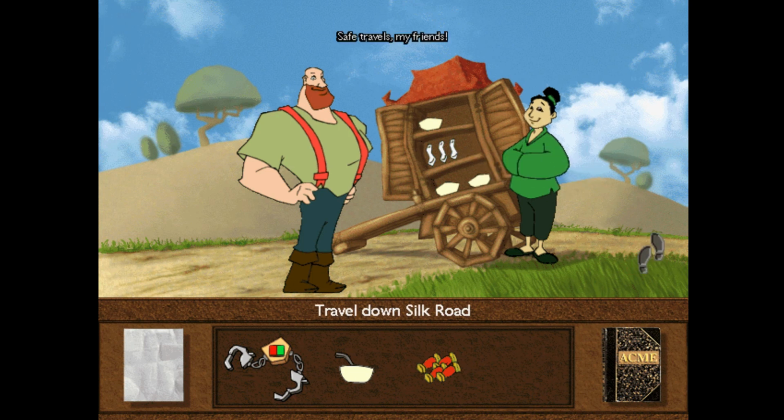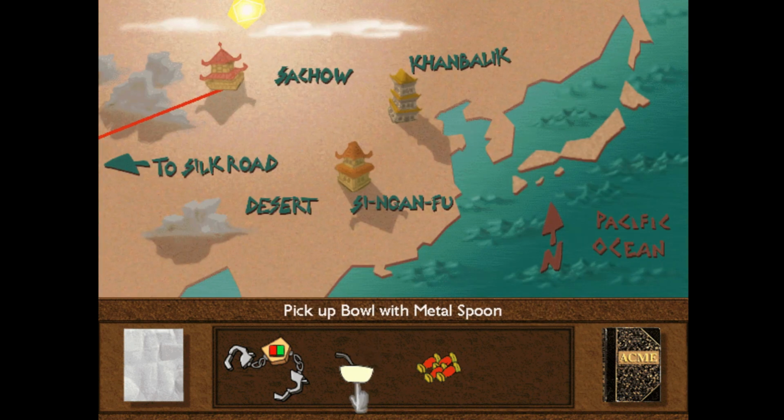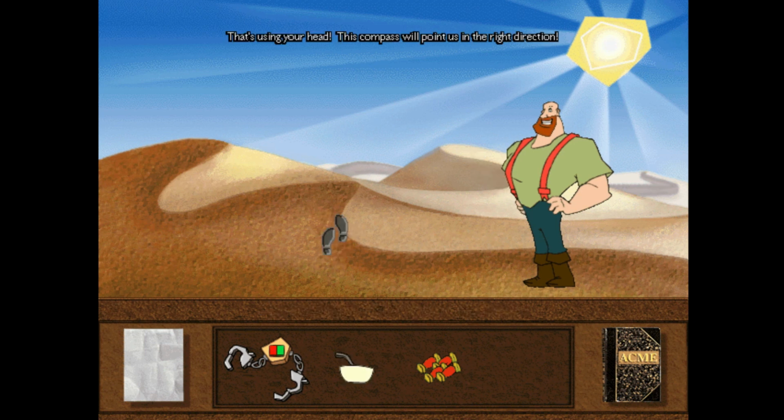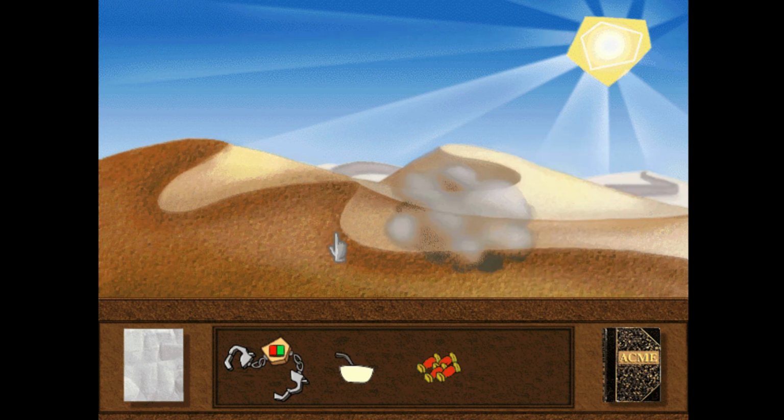Safe travels, my friend. So now let's use the compass on the desert to point us in the right direction. That's using your head. This compass will point us in the right direction.